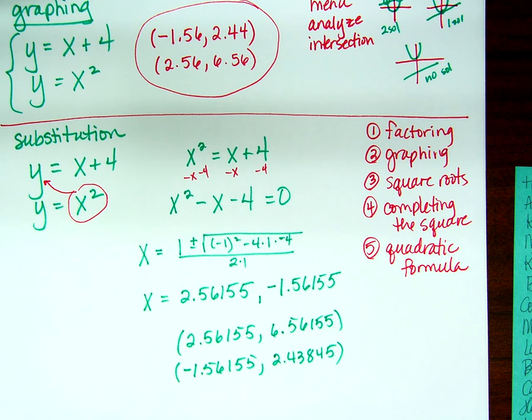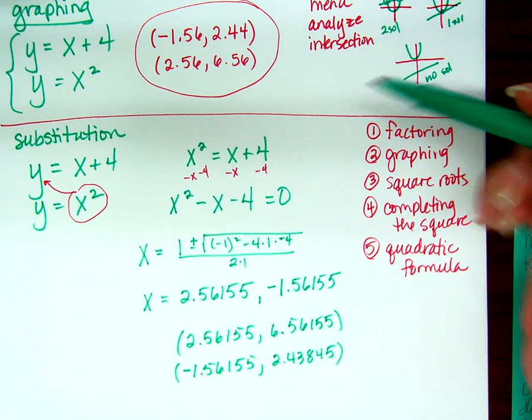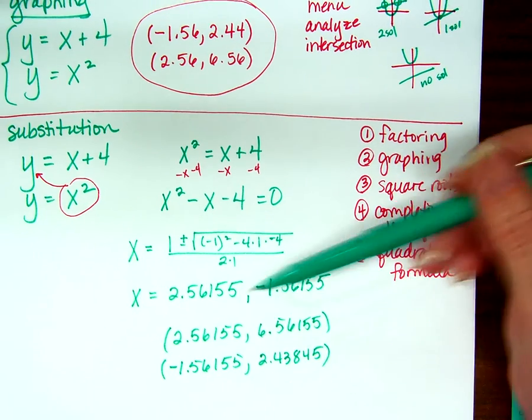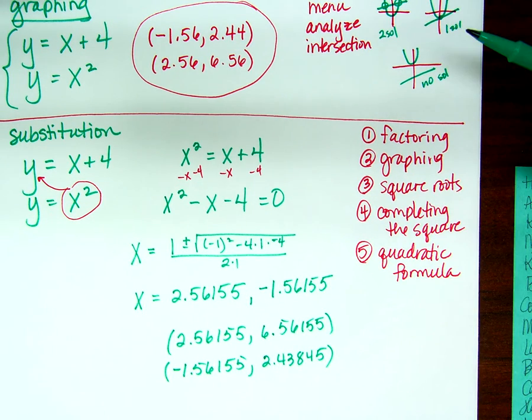It does not matter which equation I choose because both of them equal y, so I should get the same answer for both of them. Guys, these look different. I got this one when I graphed it, and I got this one when I did substitution. Did I do something wrong? Why not? How do you know that?